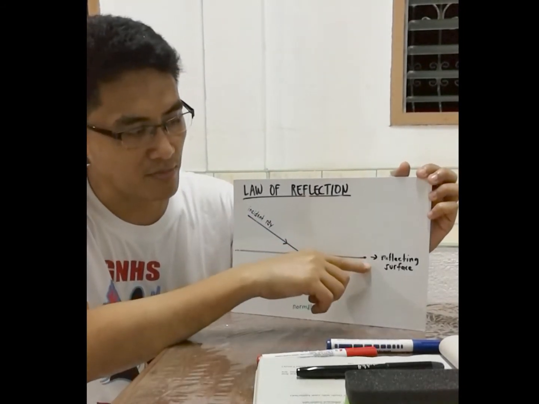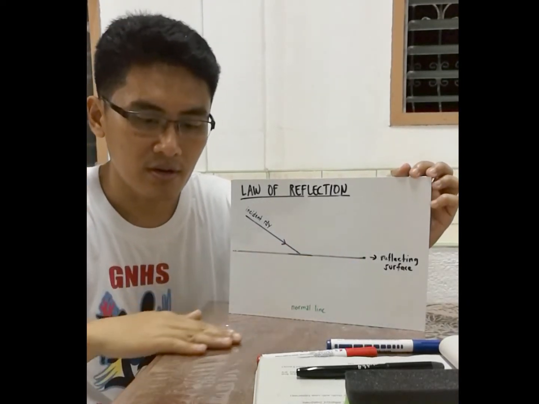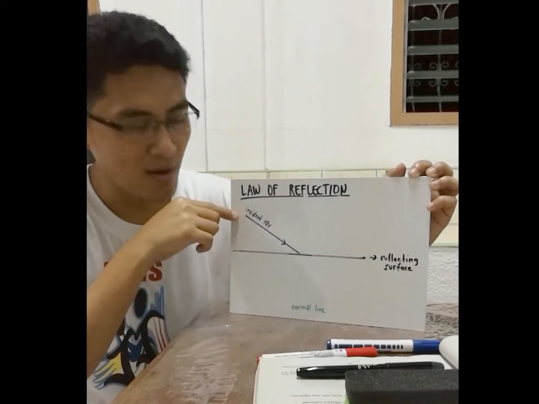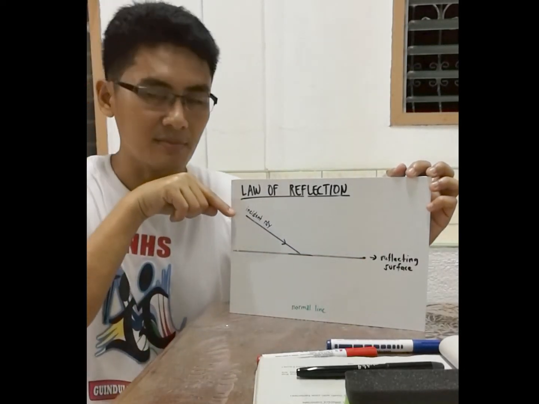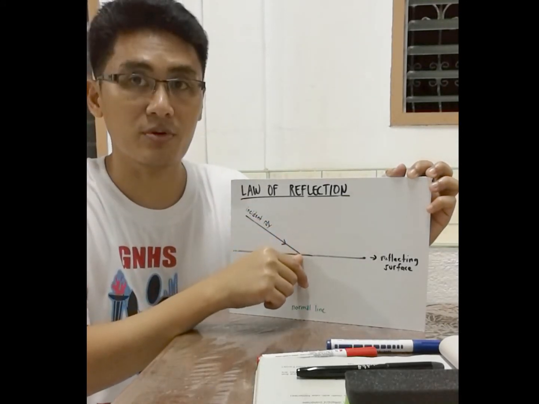So say for example this one is a reflecting surface, say for example a mirror or a cardboard, and you have a light ray that comes from this angle and hits the surface at this point.